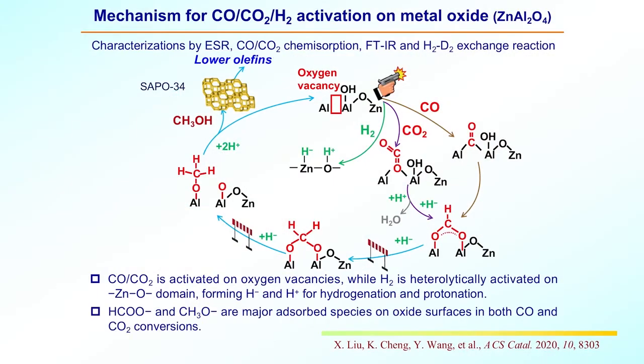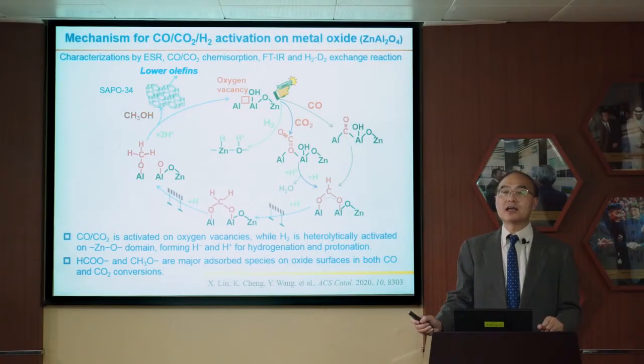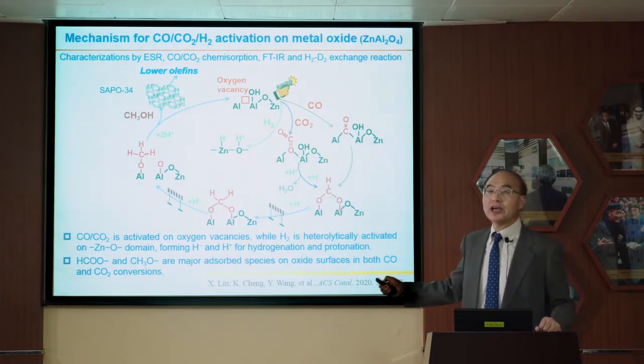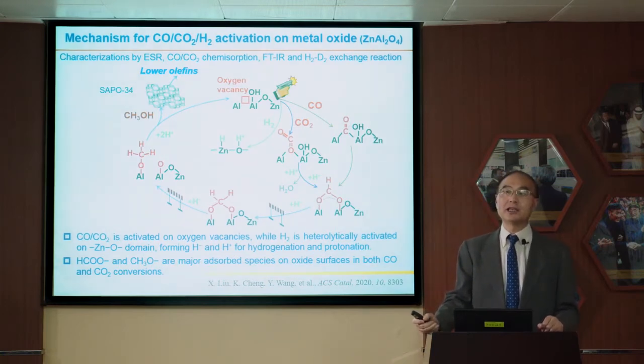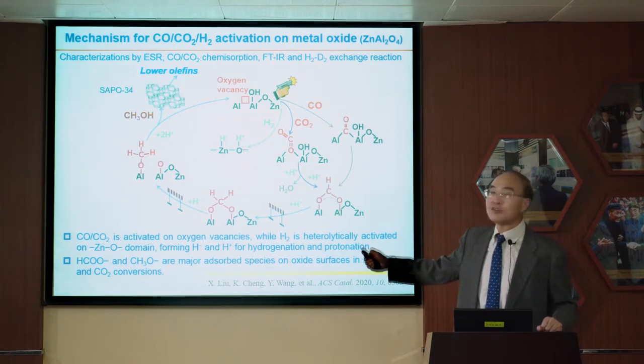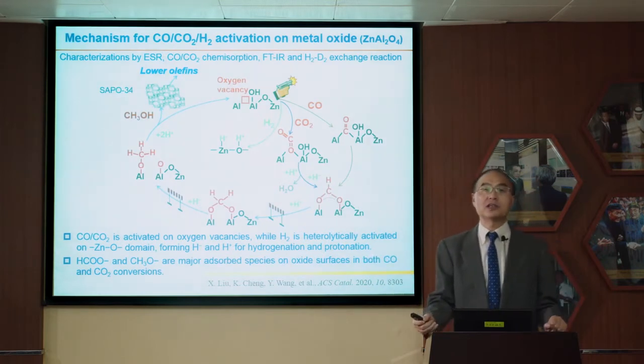Formate and methoxy species are major adsorbed species on oxide surfaces in both CO and CO2 conversions. We believe that unlike hydrogen atoms formed on metal surfaces, the hydrogen that is heterolytic species on oxide surfaces possesses unique hydrogenation ability, keeping the lower olefins from further hydrogenation.